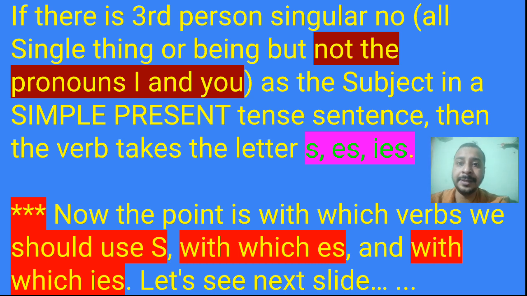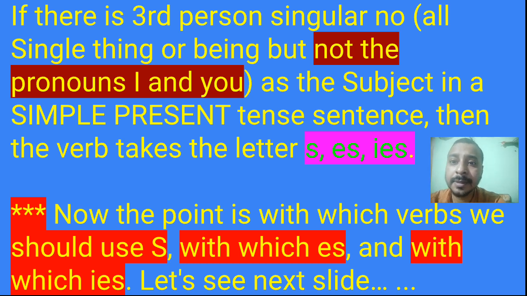Oh, that is the main thing. So in a simple present tense sentence, if the subject is third person singular, then the main verb will take S, ES or IES with it. You remember. And by third person singular, what does it mean? It means all single things or beings but not I and you. I and you are also singular, but they are not third person singular. They are first and second person singular. You have learned that S, ES or IES are added to the verbs in simple present tense if the subject is third person singular number.